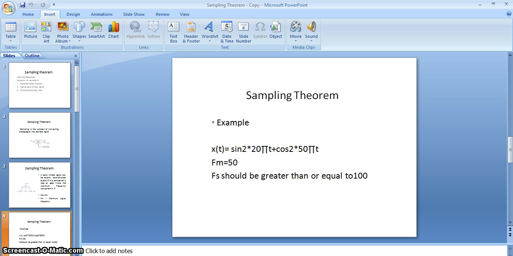Okay, we'll do one problem. Given the signal x of t equal to sine 2 pi into 20 t plus cos 2 pi into 50 t. You know, sine signals are described with the equation sine 2 pi f t. Hence the first signal has a frequency of 20 Hz and the second signal has a frequency of 50 Hz. So what is the maximum frequency content in it? 50 Hz, so fm equals 50 Hz. According to the theorem, fs should be greater than or equal to 2 fm. Hence the sampling frequency is 100 Hz, and the sampling period will be 1 by 100.